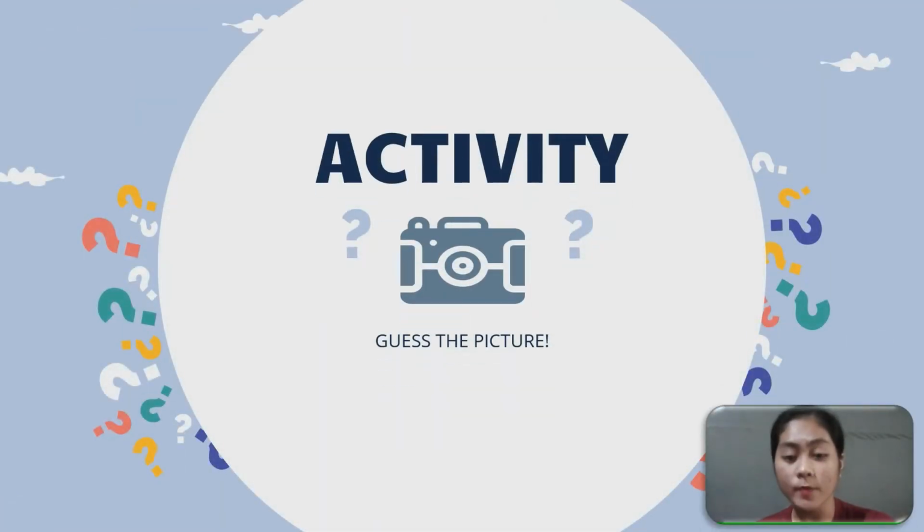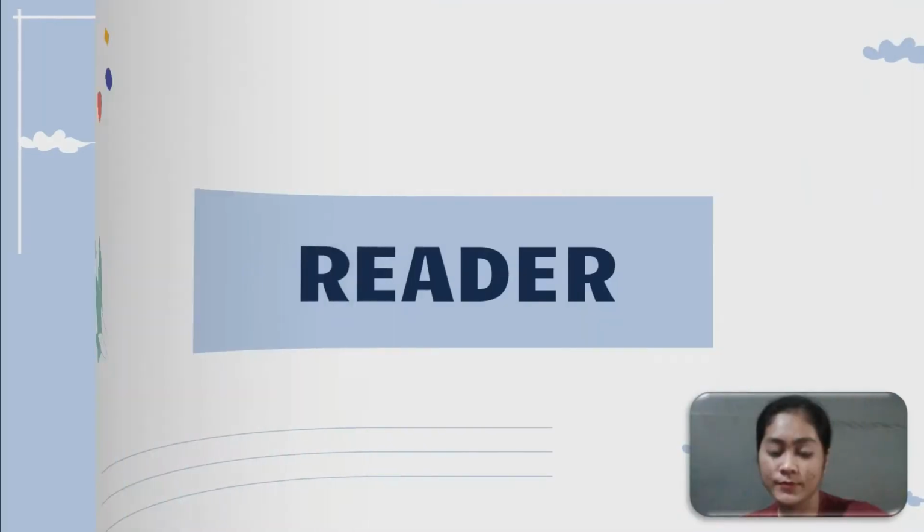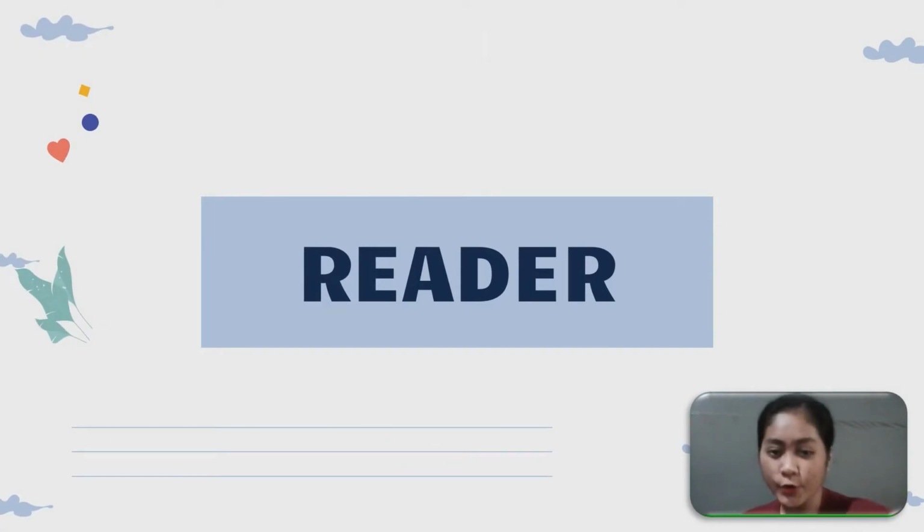Before we commence our discussion, let us first have an activity. This activity is entitled Guess the Picture. So obviously, you only need to guess what the picture describes or shows. For the first item, what do you think the picture depicts? Yes, you're correct. The answer is reader.